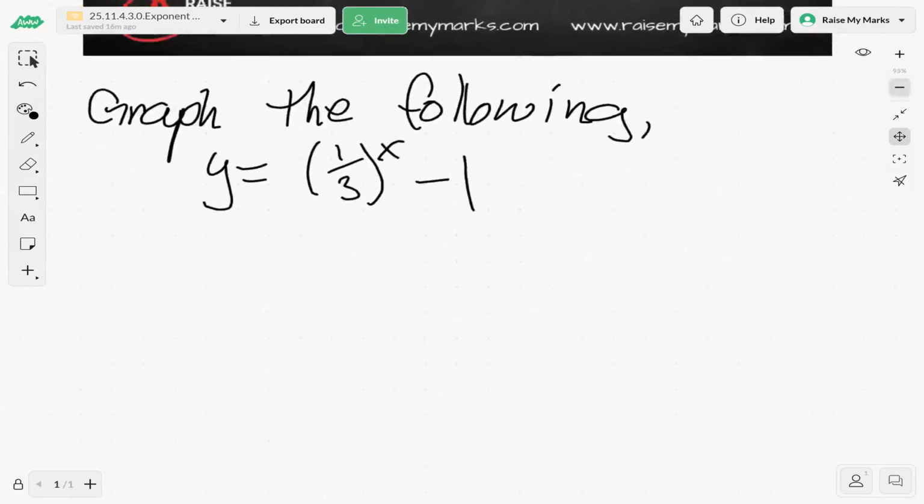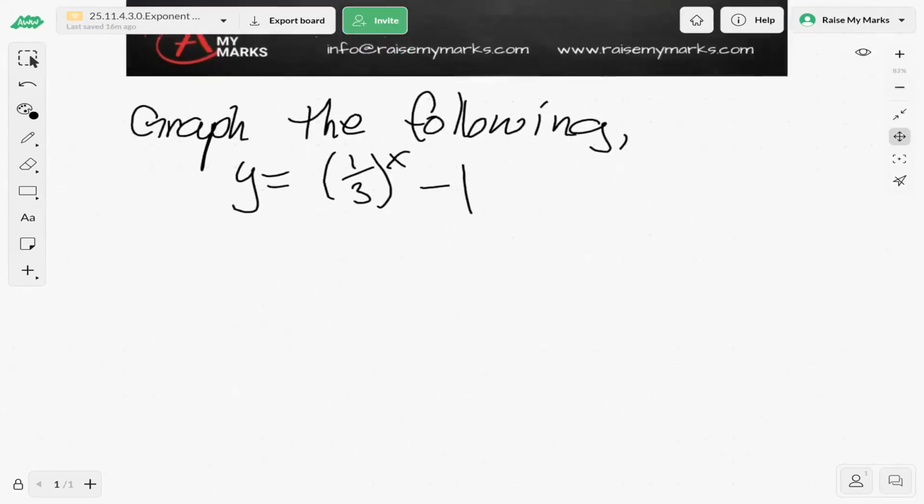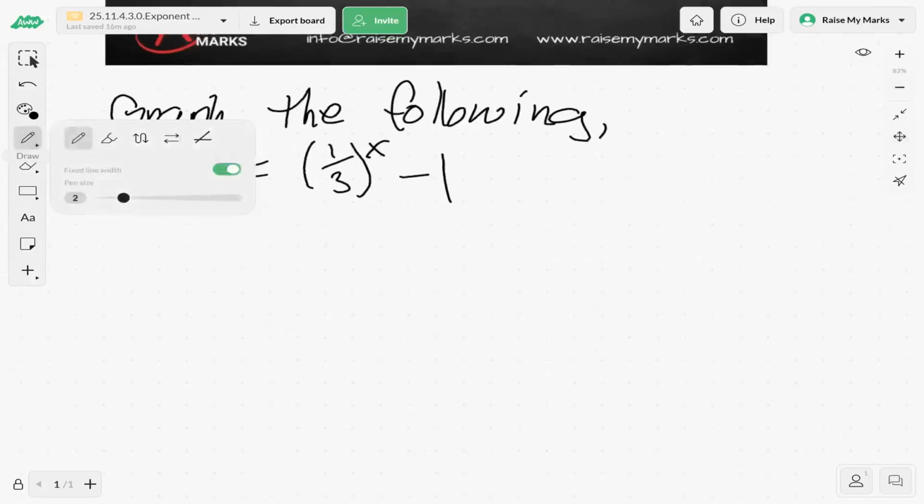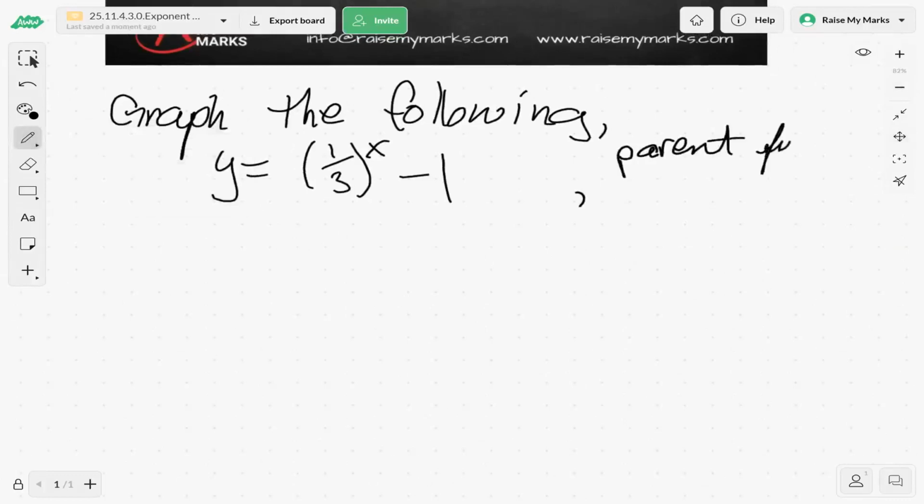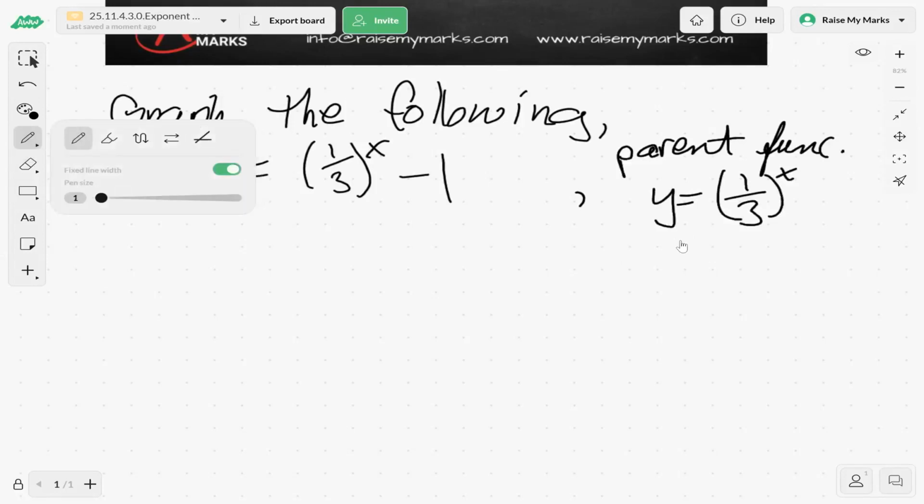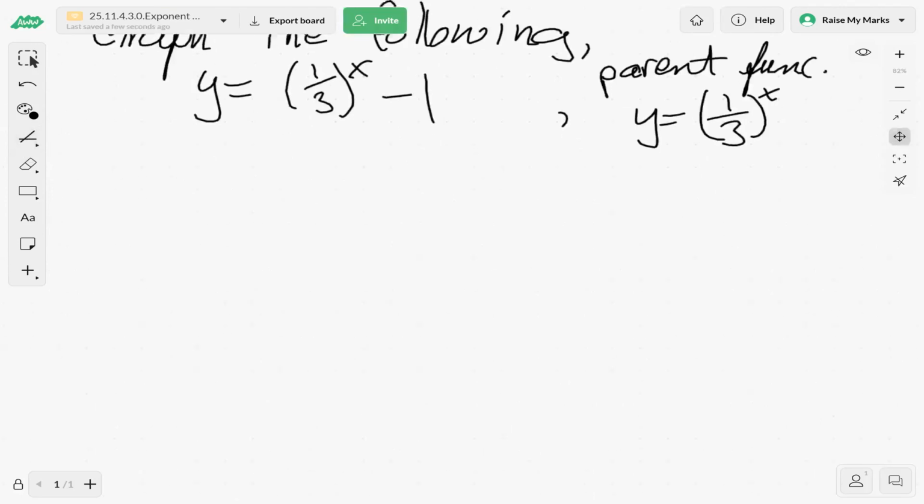All right, so the first step is to figure out what our base or parent function is. In this case, let's call it our parent function: y equals 1 over 3 raised to the power x. So let's have a look and see what that function actually looks like. We're going to graph our parent function.